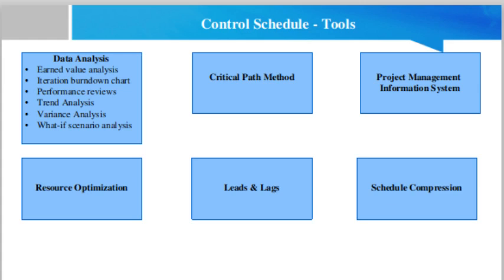Variance analysis looks at variances in planned versus actual start and finish dates, planned versus actual durations, and variations in floats. What-if scenario analysis? What-if scenario analysis is used to assess the various scenarios guided by the output from the project risk management processes to bring the schedule model into alignment with the project management plan and approved baseline. Then critical path method.